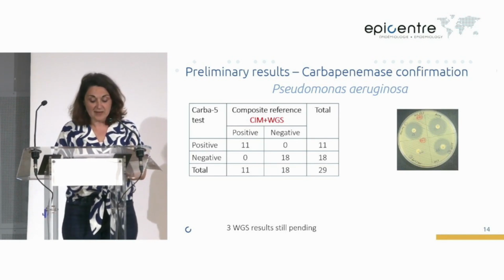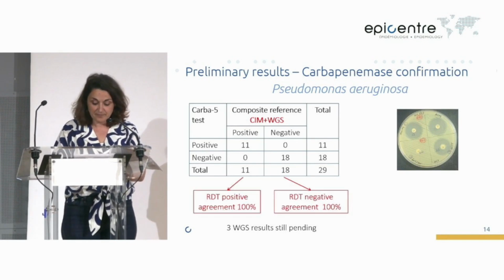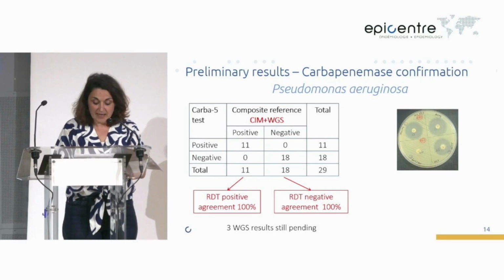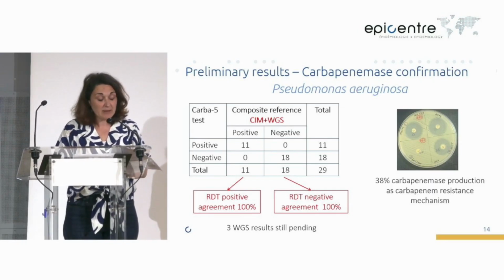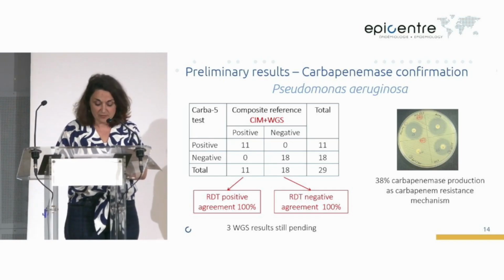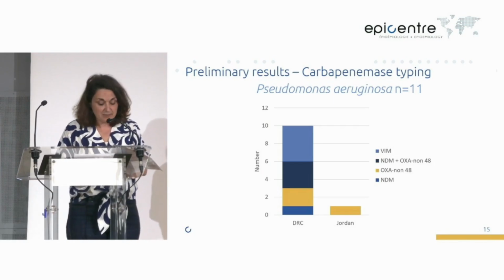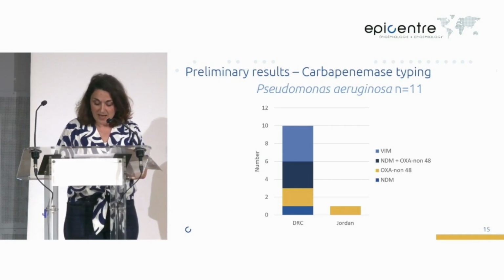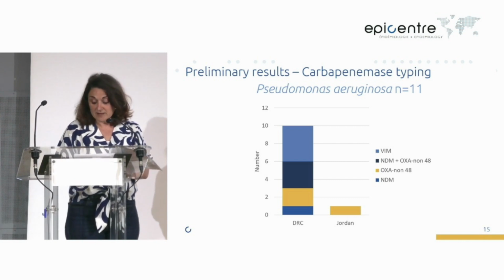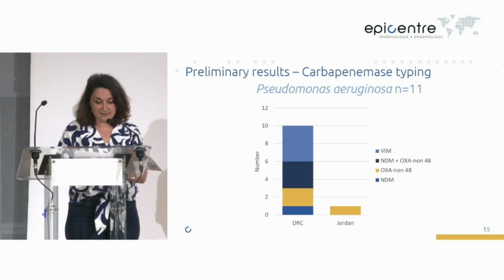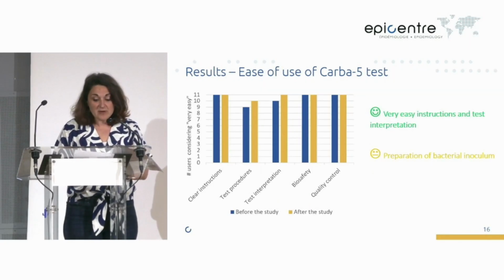Now, let's turn to Pseudomonas, less frequently isolated in our study labs. Here, the agreement is 100%, and sequencing has shown variability, and we've seen NDM and OXA non-48-like. Niger results are not presented because we haven't detected any resistance to carbapenem yet in our study.